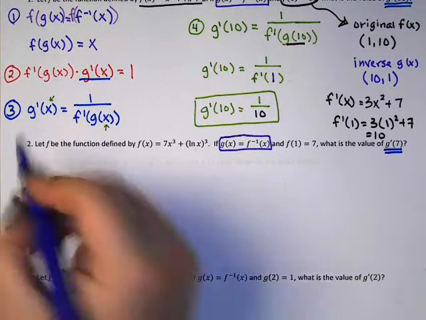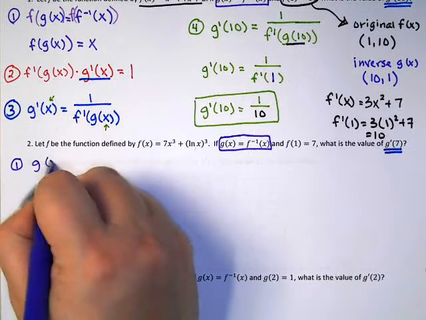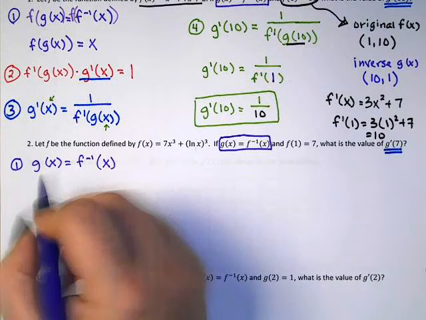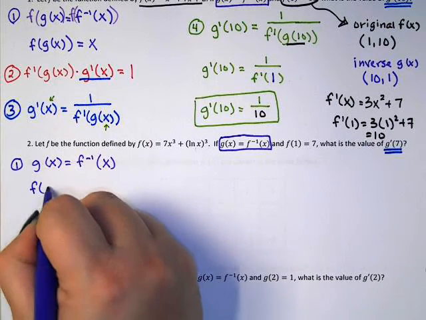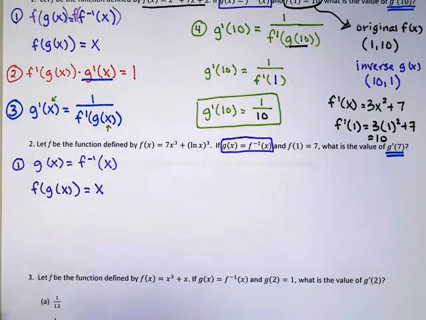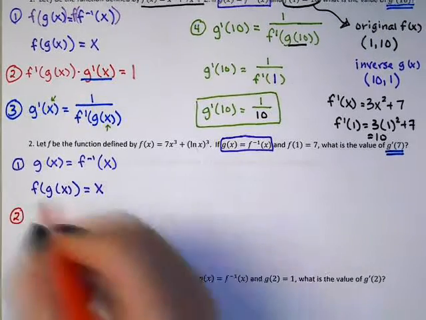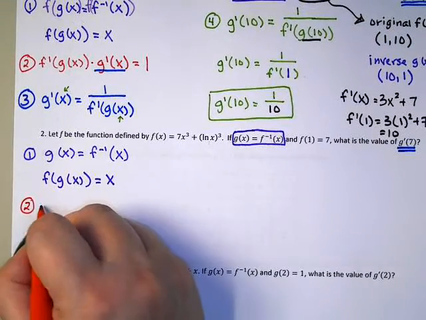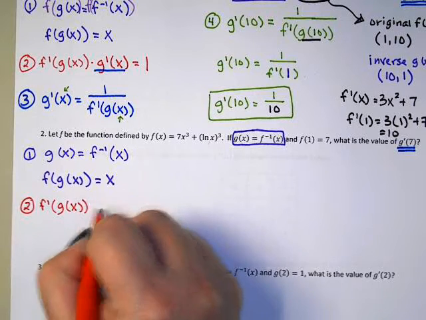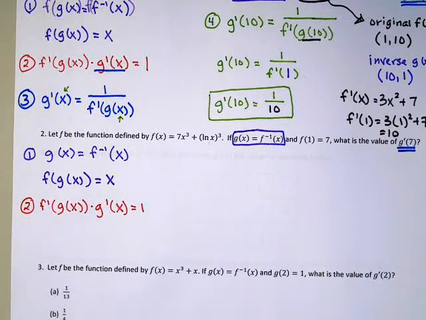So let's do step 1, which is to rewrite. So g of x equals f inverse of x. That means then that f of g of x is going to equal x. Step 2 is to take our derivative using chain rule. So that's going to be f prime of g of x times g prime of x equals 1.